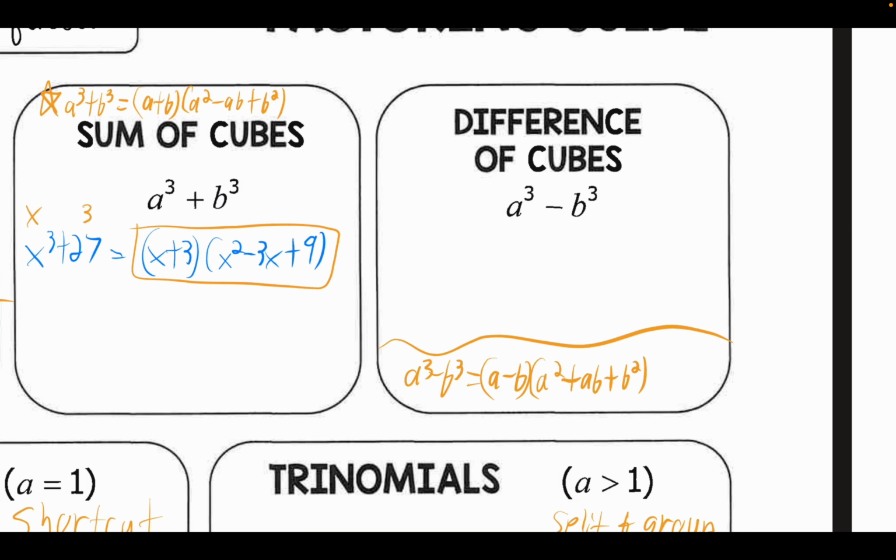And let's do a practice problem. We'll do x cubed minus 64. So this is x is the cube root of x cubed, and 4 is the cube root of 64. And so that gives me x minus 4, x squared plus 4 times x plus 4 squared, which is 16.